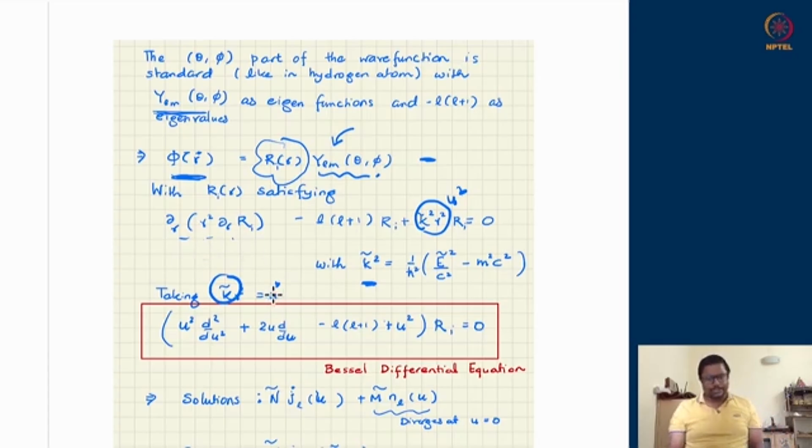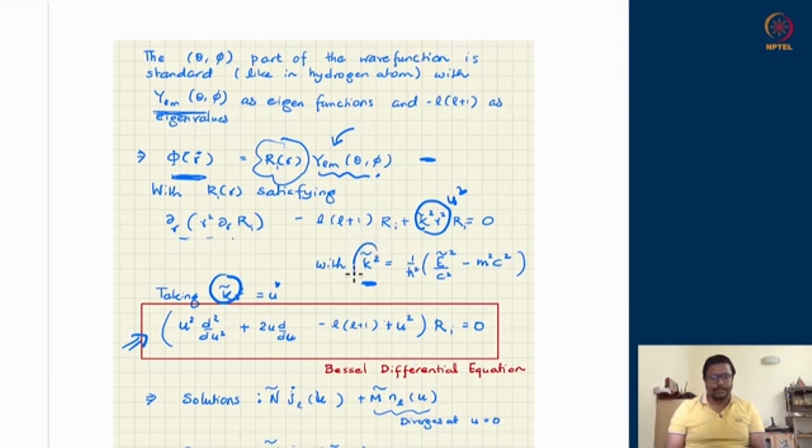If you do that successfully, this is again a straightforward algebraic exercise, you will realize that the differential equation which we are writing is just the Bessel differential equation in u. So what I did, I just called k tilde r as u, converted every r appearing over here as u, and you will see that this becomes automatically a Bessel differential equation.